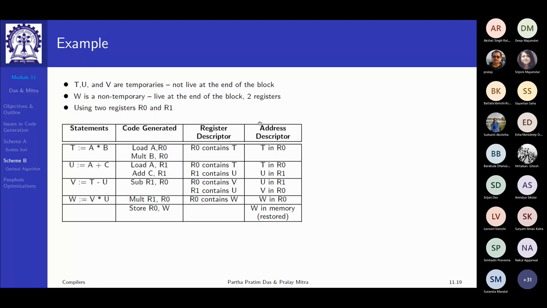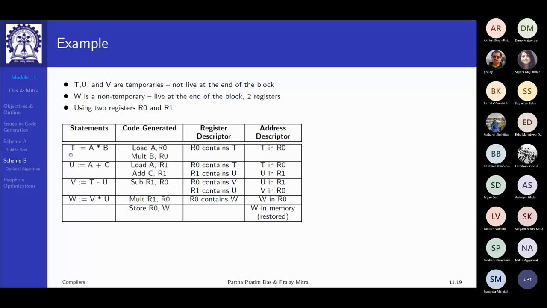So using that, let us generate code for a very simple example. We assume that T, U, V are temporaries. They are not live at the end of the block. And W is a non-temporary, which is live at the end of the block. And we have 2 registers, register R0 and register R1.